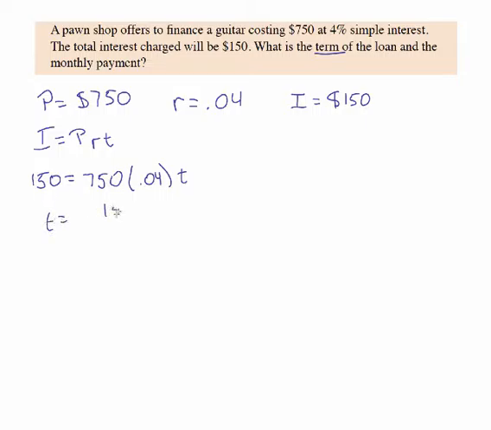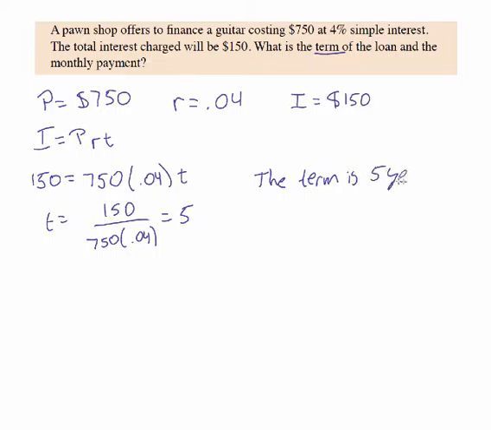So we find that T is 150 divided by 750 times 0.04. And doing the calculation, that works out to be exactly 5. So that tells us that the term of the loan is 5 years.